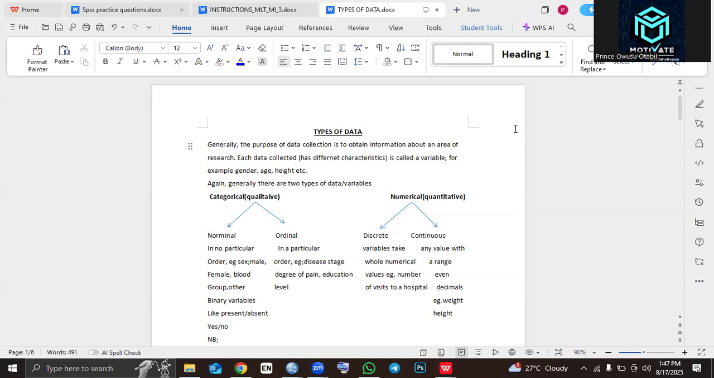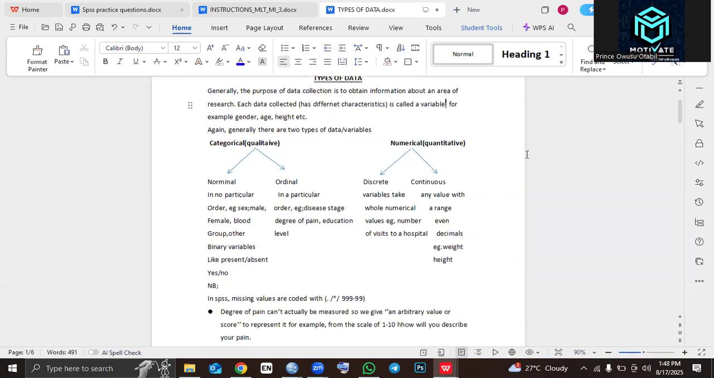Good. So the purpose of data collection is to obtain information about an area of research. Each data collected has different characteristics, and these characteristics are called variables. An example would be gender, age, height, and so on and so forth.